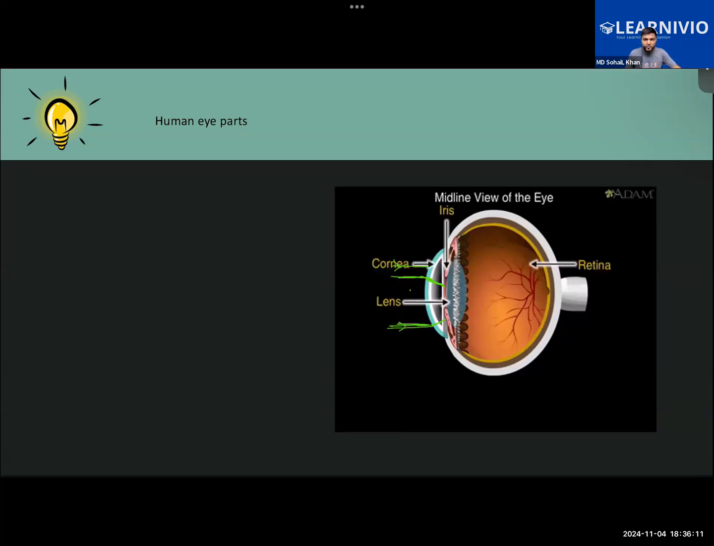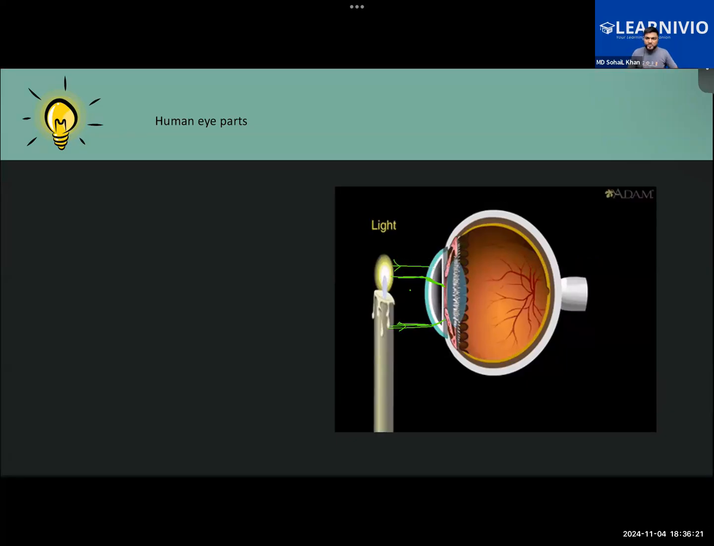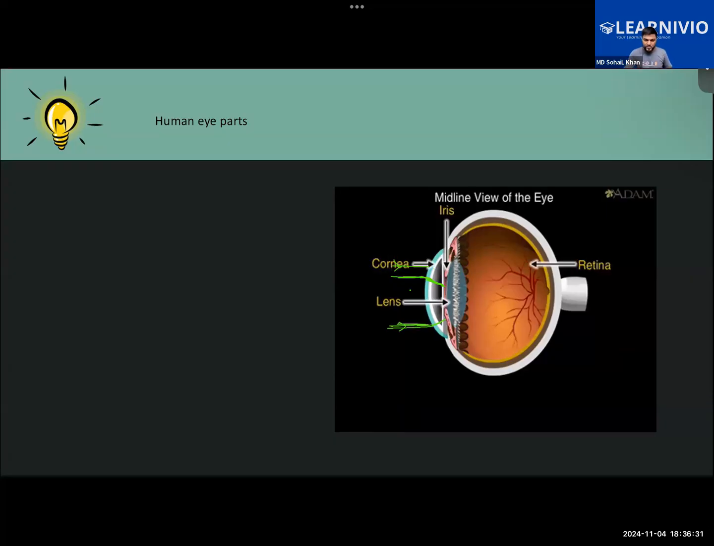And Alif, you will let me know what we call the front bulging portion. Alif is not here. One minute. So Alif, your question is that you have to tell me what we call the front bulging portion of the human eye. That front bulging portion of the human eye, what do we call that? None of you have answered so far.